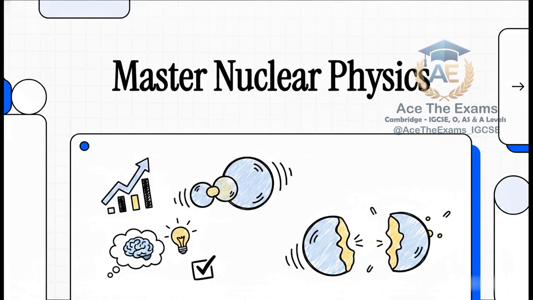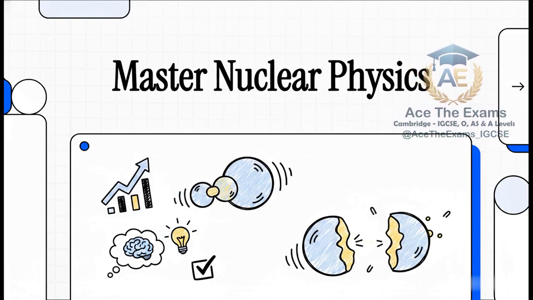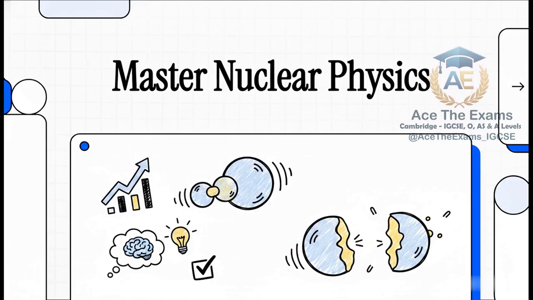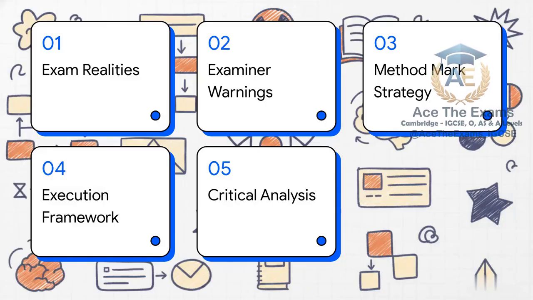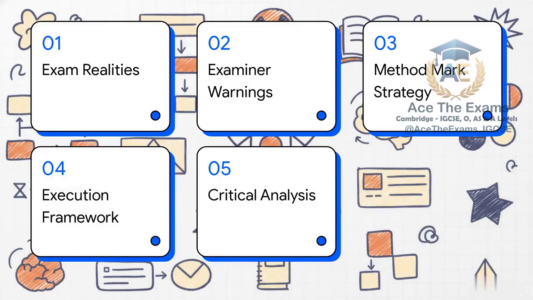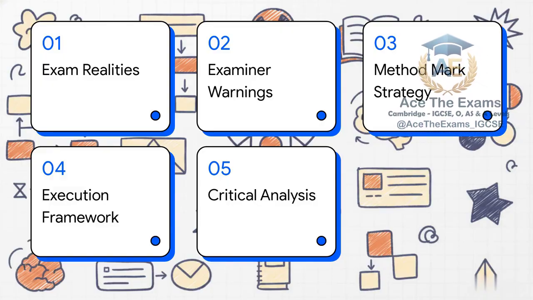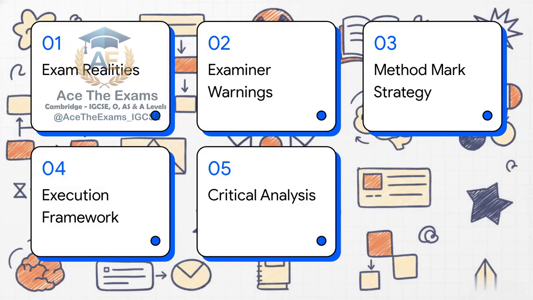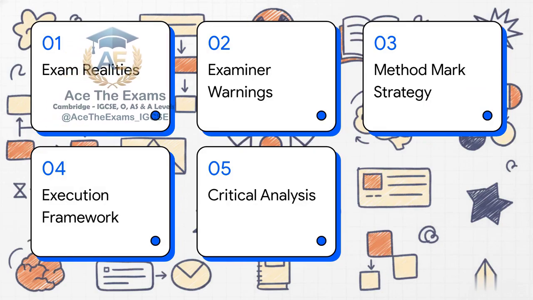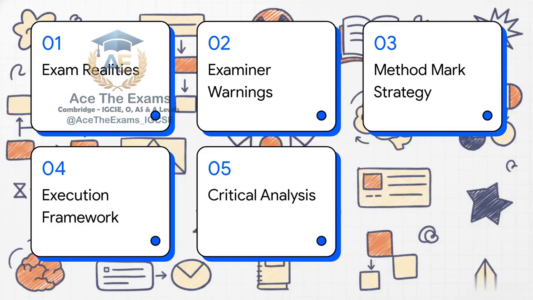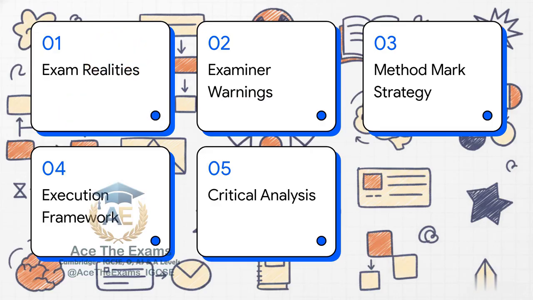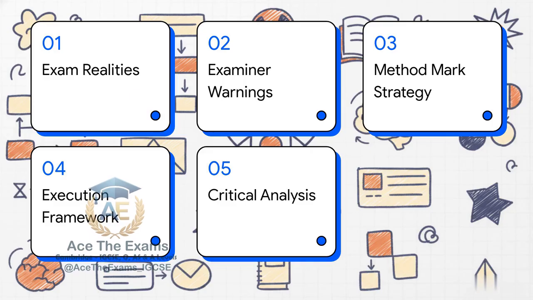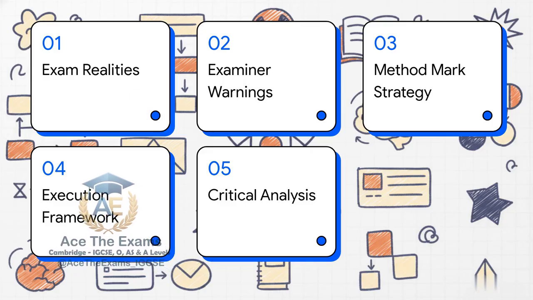If you've ever walked out of a paper feeling like you knew the material perfectly, but your marks just didn't reflect that, well, you are in exactly the right place. So here's our highly structured roadmap for today's explainer. First up, we're tackling nuclear physics exam realities. Then we'll look at the top 3 examiner warnings. From there, we move on to the method mark strategy. Fourth is our core framework: deconstruct, solve, and evaluate. And we'll wrap up with frameworks for critical analysis.